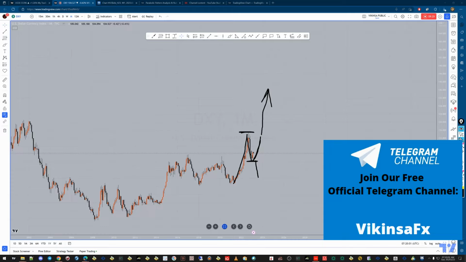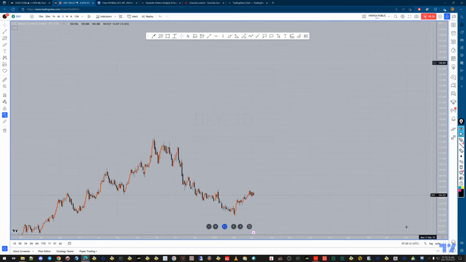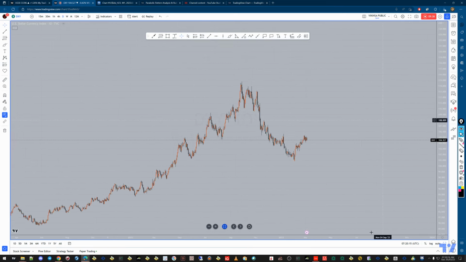So right now, we are in the middle of it, in no man's ground, which we can play on the weekly or daily basis. So for that, what you have to do is go to the daily time frame and do the same analysis, and using the W and M patterns, you can find out what's going on.